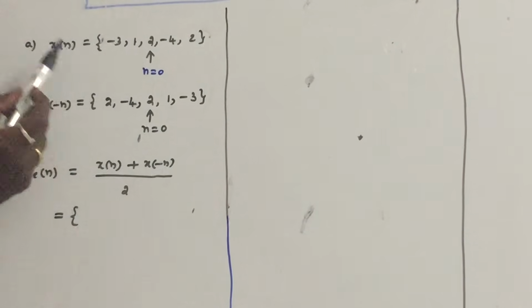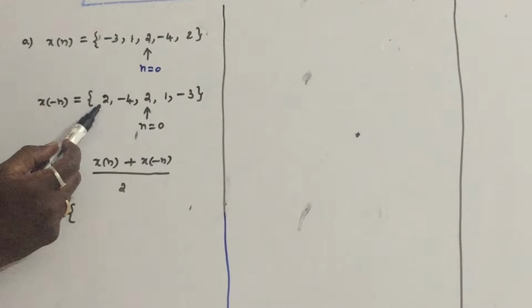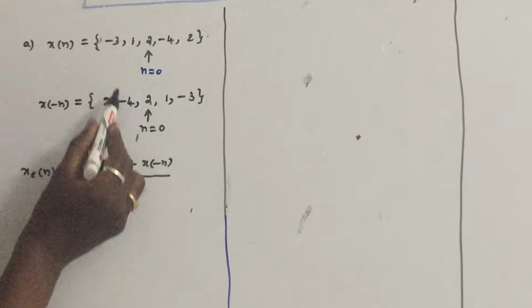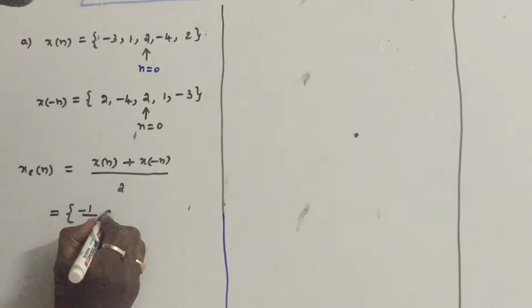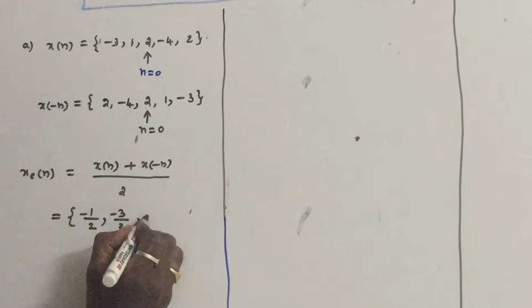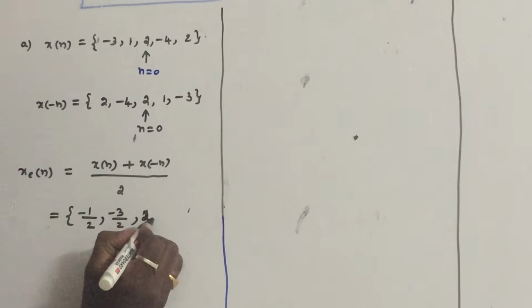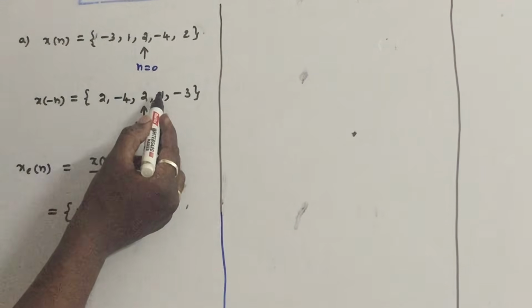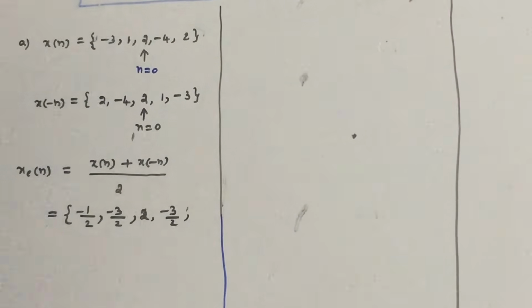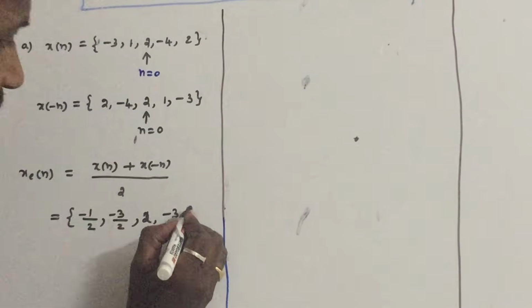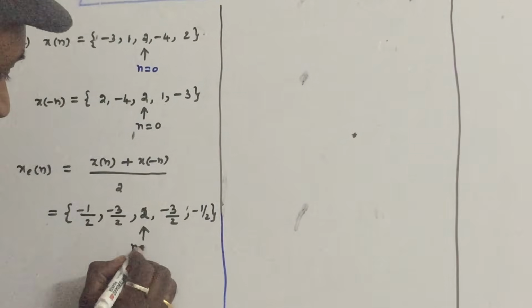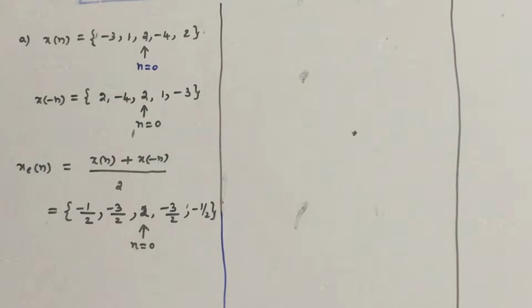So you can see that minus 3 plus 2, it will become minus 1 by 2. Then 1 minus 4 divided by 2, so it will become minus 3 by 2. Then 2 plus 2 by 2, so it will become 4 by 2, it will become 2. Then minus 4 plus 1, minus 3, so minus 3 by 2. The last one, 2 minus 3 by 2, it will become minus 1 by 2. Keep arrow here. So this is the even component of the given signal x of n.